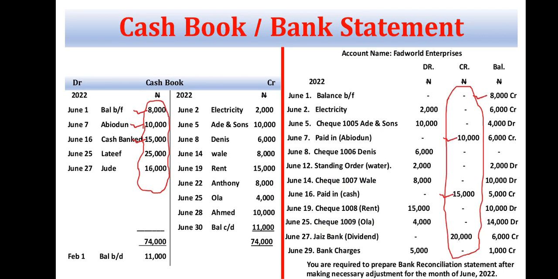The next entry in the cash book is June 25, where we have Latif 25,000 naira.